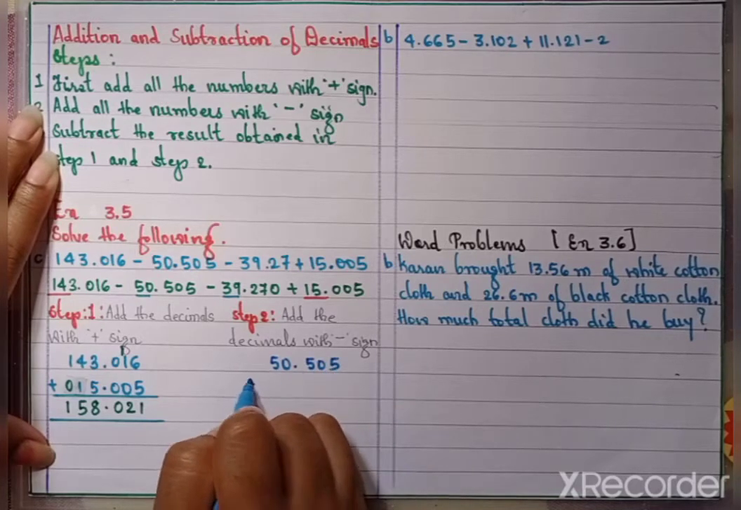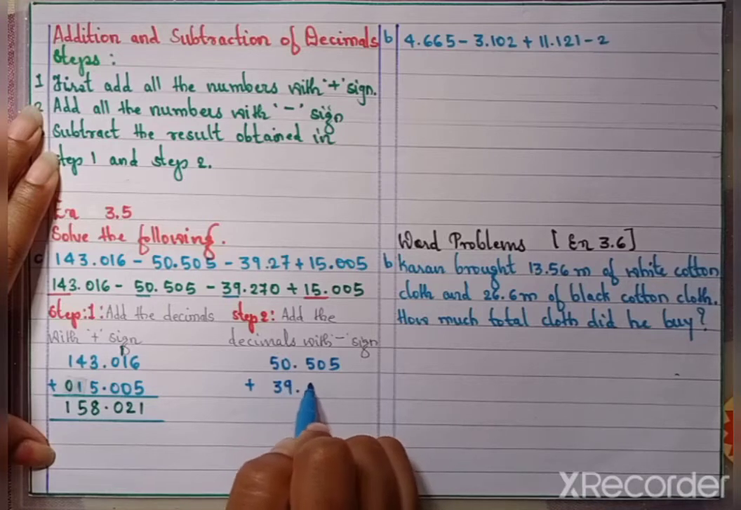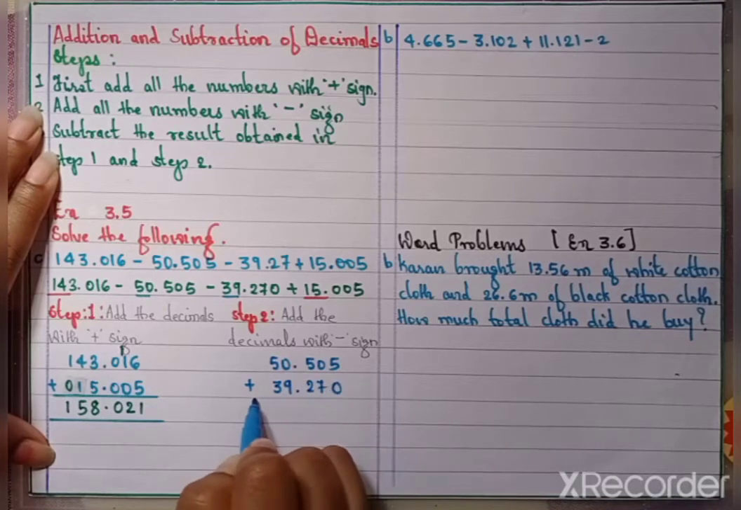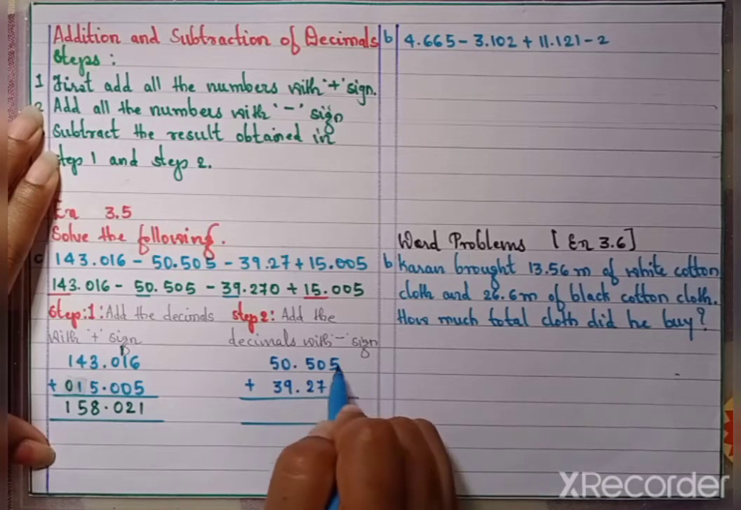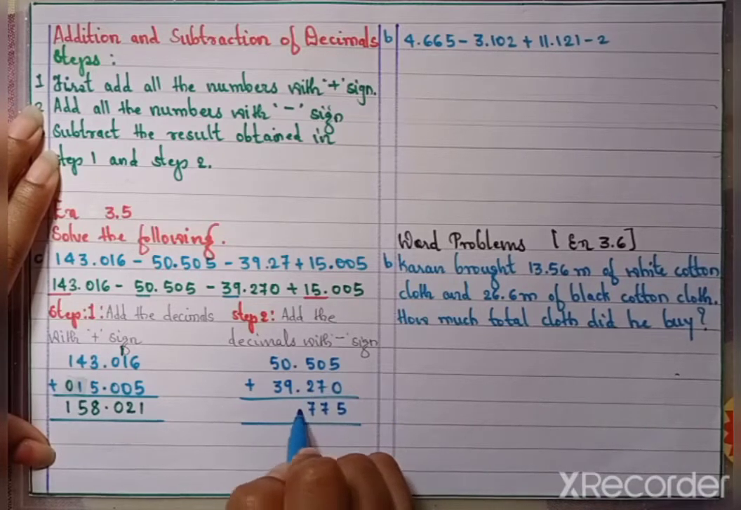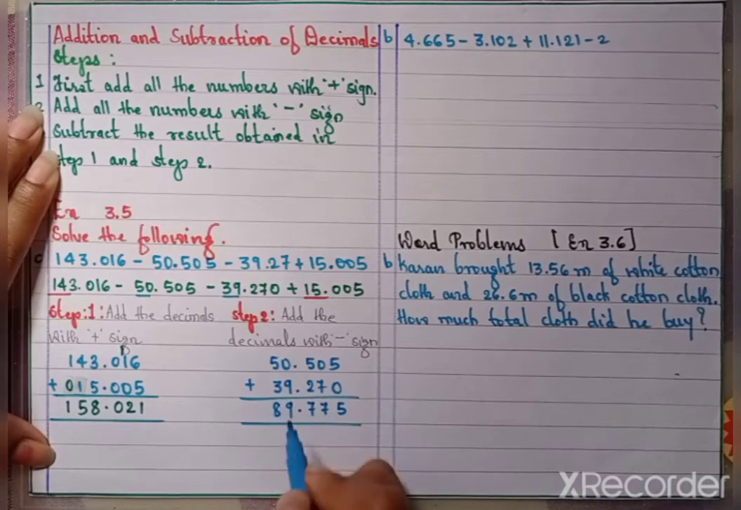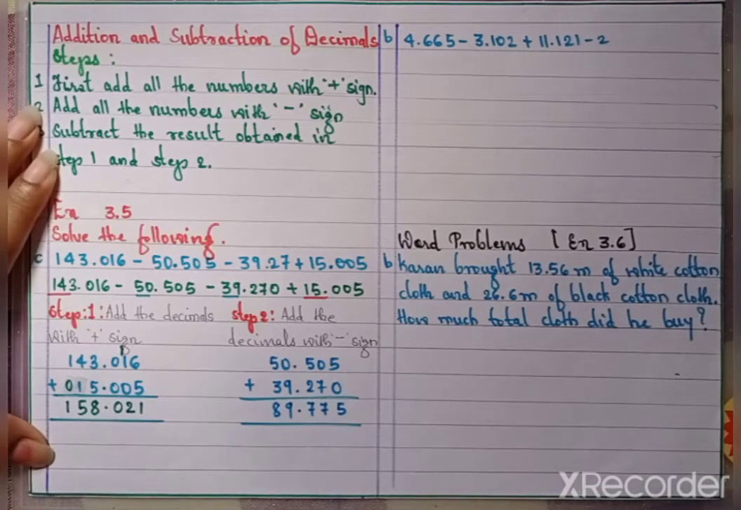50.505 plus 39.270. 5 plus 0, 5. 7 plus 0, 7. 5 plus 2, 7. Put the decimal point. 9 plus 0, 9. 5 plus 3, 8. So we have got this decimal.